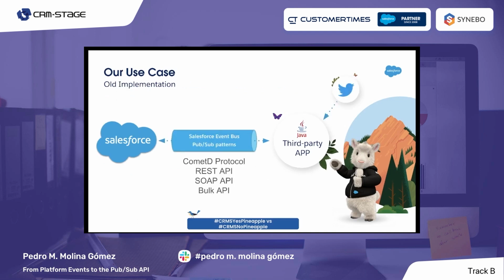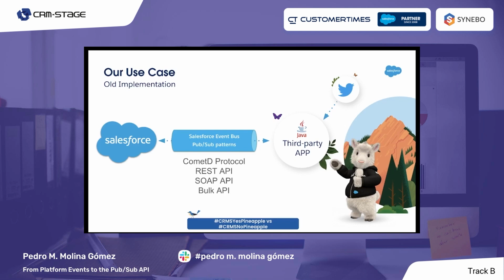Okay, this is the old implementation. Before the PubSub API, all the streaming APIs, the ones used by platform events and change data capture, relied on the CometD protocol. So the third-party Java application that we built had to use CometD, which is something that is not actively developed anymore. Apart from that, the different publish and subscribe actions had to make use of different APIs, as we saw in the comparison chart earlier.